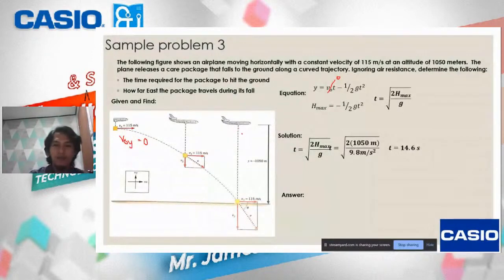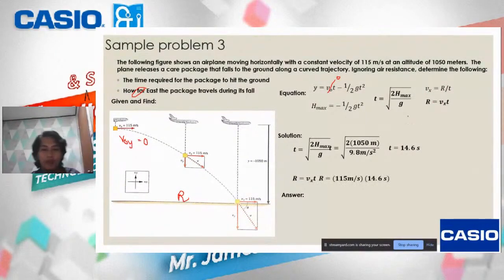Okay? The next question is, how far east does the package travel during its fall? So we're going to use our equation, this one. Since we're looking at how far, technically we are asked to identify the range. Okay? How far? Okay? How far east? So to do that, r is equals to vxt. So we just multiply both sides by time to cancel time. This will be our equation. So r equals vxt, so 115 meters per second.